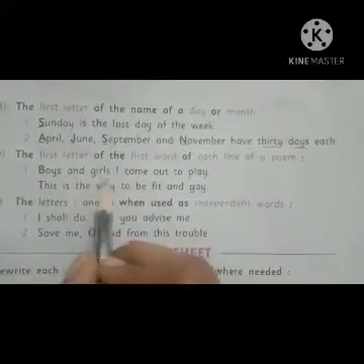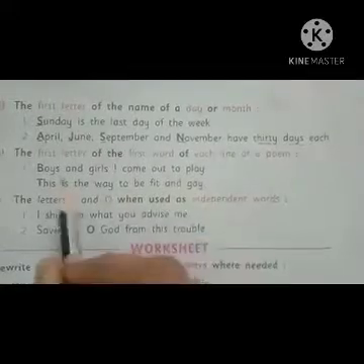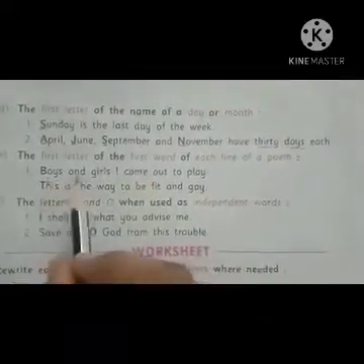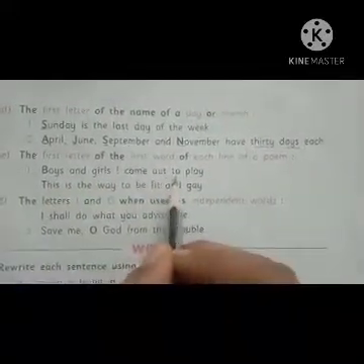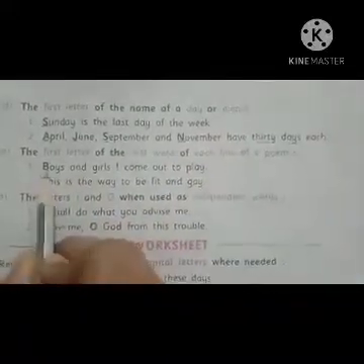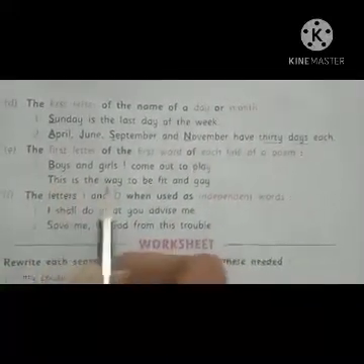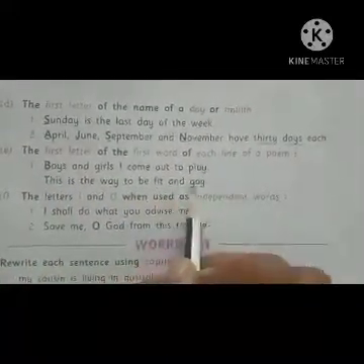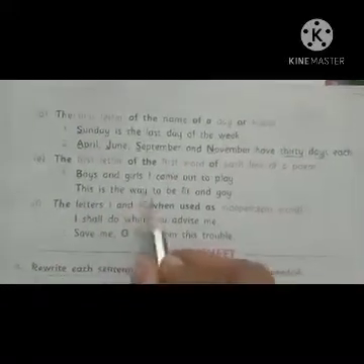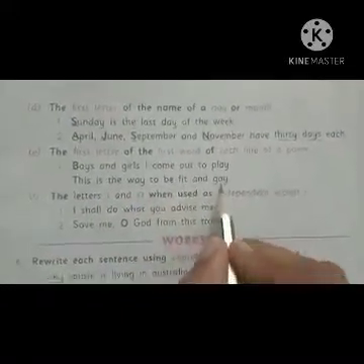Boys and girls come out to play. See here, this is a poem. Boys and girls come out to play. Here B, capital letter. This is the way to be fit and gay.